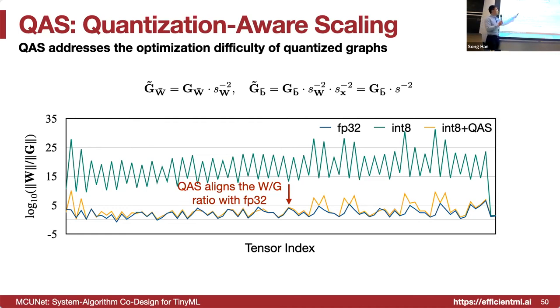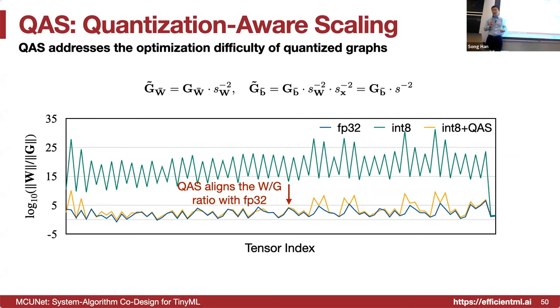Okay, so we have this correction term. We want to amplify the GW by SW to the power of minus two, and also amplify this GB to be GB times S to the power of minus two. Now we can align the scale of the weight over gradient to match the original floating point version. And you see this orange line versus this blue line, which actually matches pretty well between this FP32 versus INT8 plus quantization aware scaling.